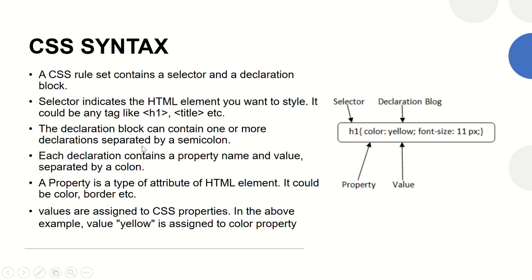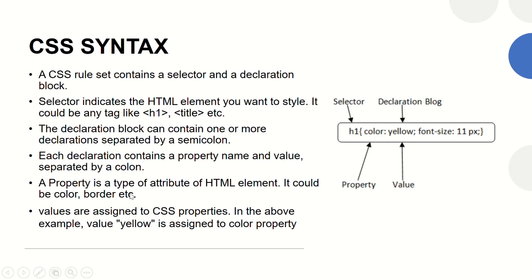Then the declaration block can contain one or more declarations separated by semicolons. In this example, color yellow and font size make up the declaration block. The declaration can be further divided into two parts: first the property and second the value. Each declaration contains a property name and a value.